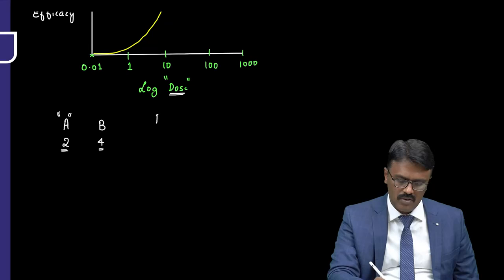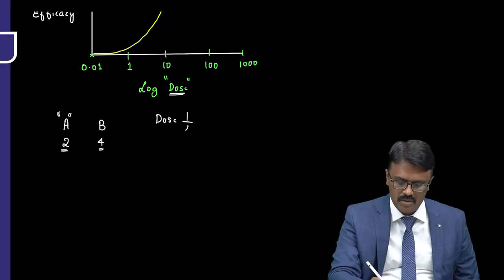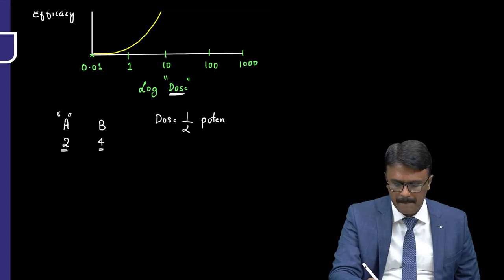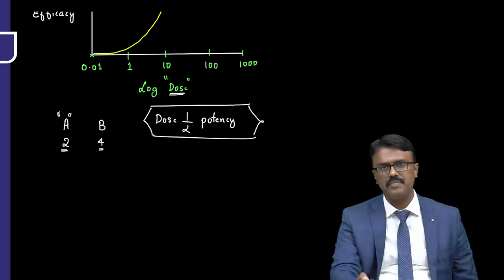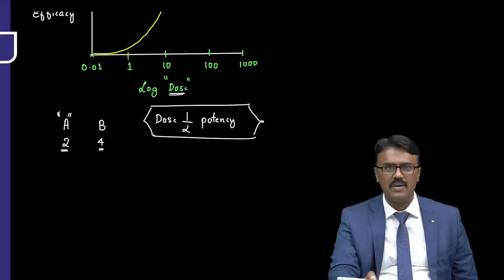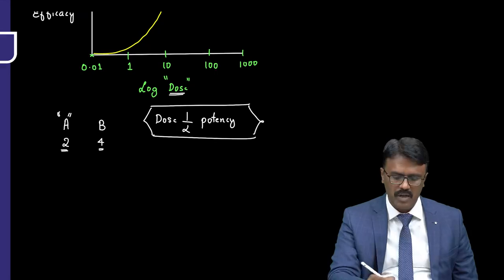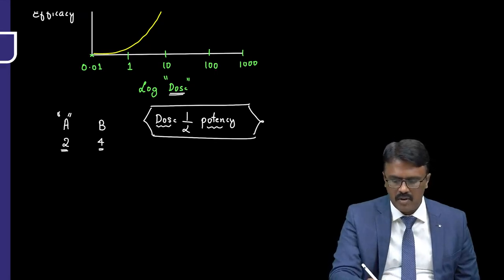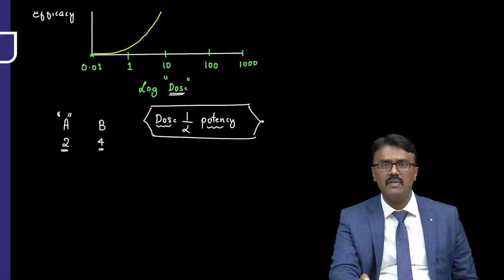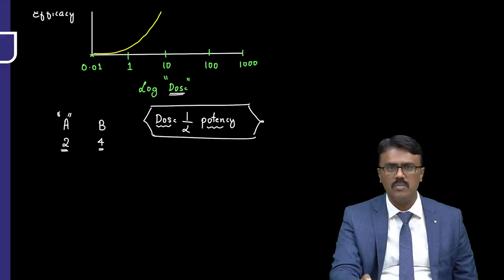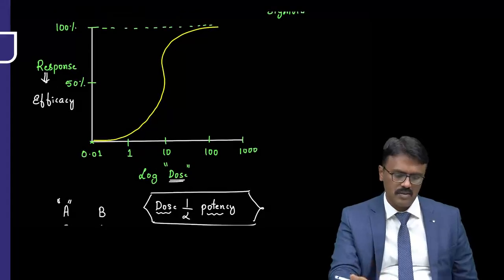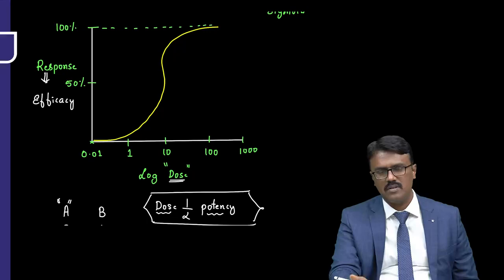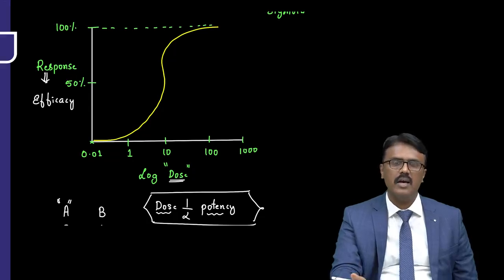So can I write that dose of the drug is inversely proportional to potency? Dose of the drug is inversely proportional to potency. The more the dose, the less is the potency. Yes. So whenever we talk about dose, remember we are talking about potency, but they are inversely proportional. Lower the dose, more is the potency. Please keep that in your mind. So we understood two important aspects, that is the dose and response. The dose is correlated with potency and response is correlated with efficacy.